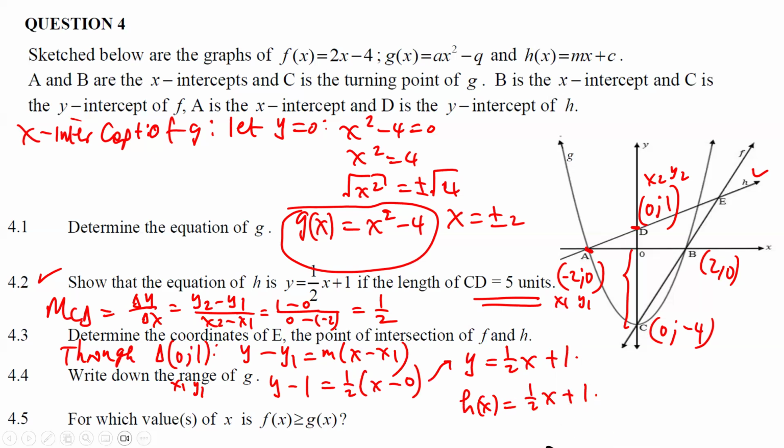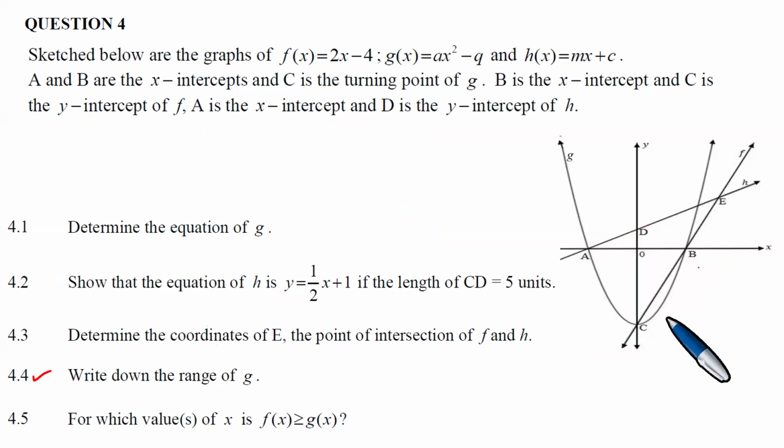Then now the next thing is you continue to write down the range of g. Just look at 4.4, the range of g. If g is this one, the parabola, and here it's -4, what do you know about the range? It's a set of the y values, right? So the y values at this point, what then? But first, before we find the range, we must do 4.3. We must determine the coordinates of E, the point of intersection of the functions f and h.